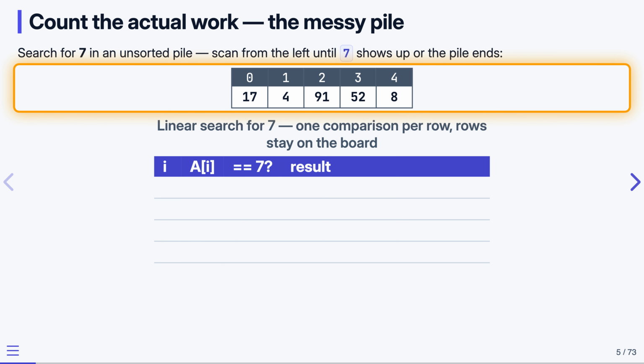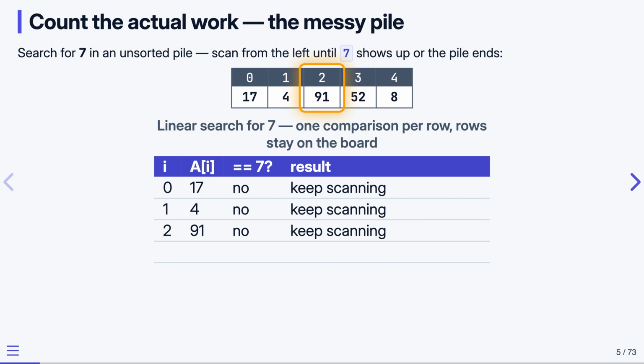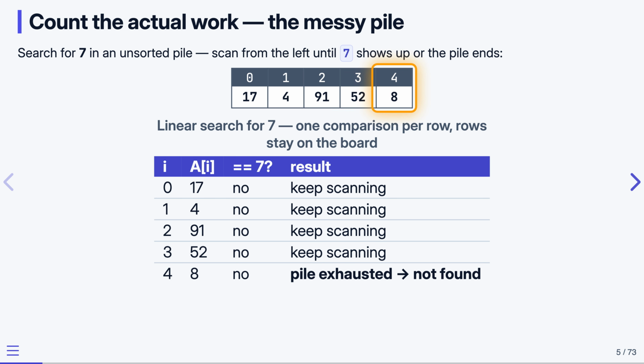Let's count the work by hand. We have 5 record keys dumped in no order. We want to find 7. Nothing is sorted, so we must compare from the left, one key at a time. Index 0 holds 17. Is that 7? No, so we keep scanning. Index 1 holds 4. Not 7, keep going. Index 2 holds 91. Still not 7. Index 3 holds 52. Not 7 either. Index 4 holds 8. Close, but not 7. And now the pile is empty. 7 was never here, so the answer is not found.